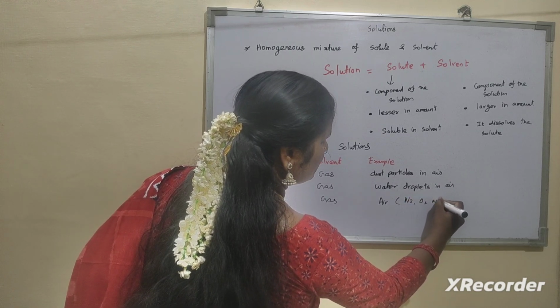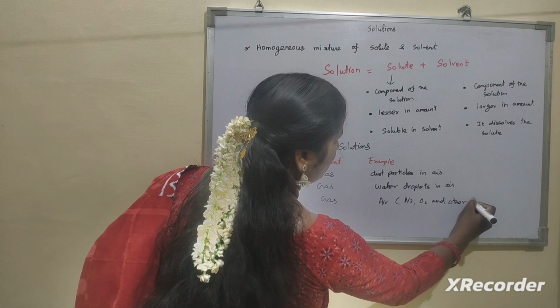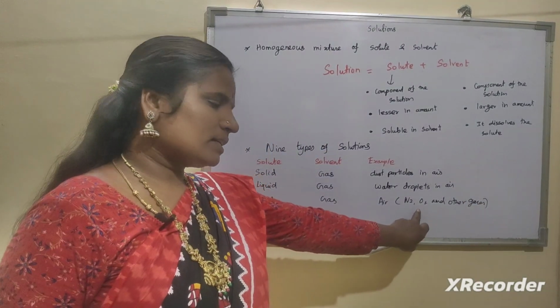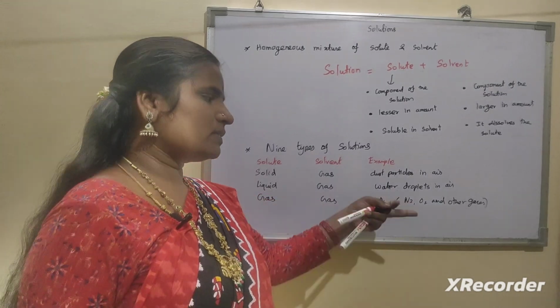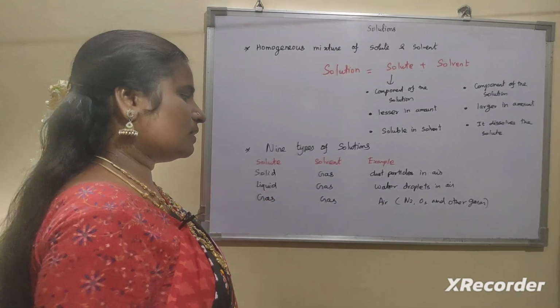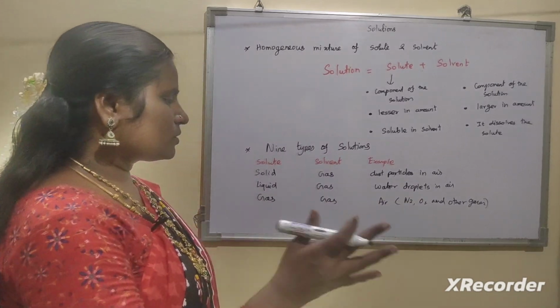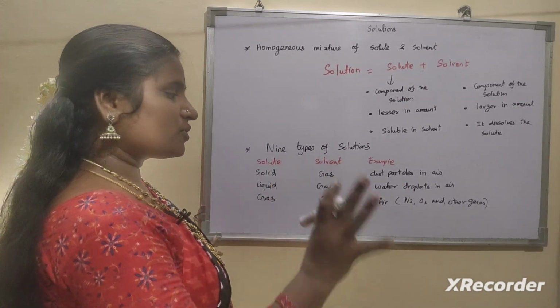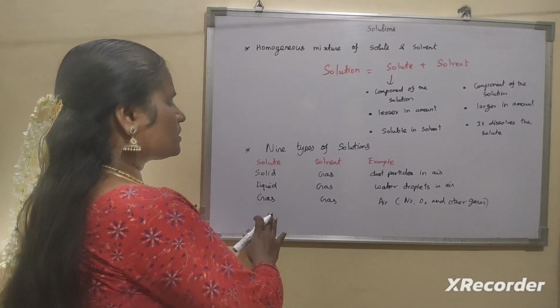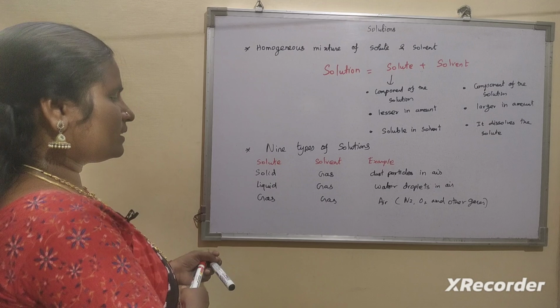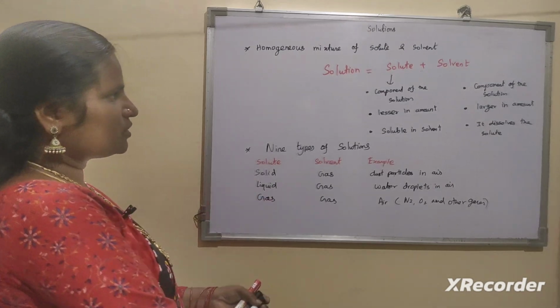Gas in gas, for example in our normal breathing air we have a mixture of N2, O2 and other gases. The smaller quantities we can consider as the solute and the larger quantities as the solvent. Here nitrogen is in excess, so we can think of it as the solvent. There is no reaction, they just mix with each other. So these are the first three types. In the second three types, the solutes will be the same but the solvent will change.